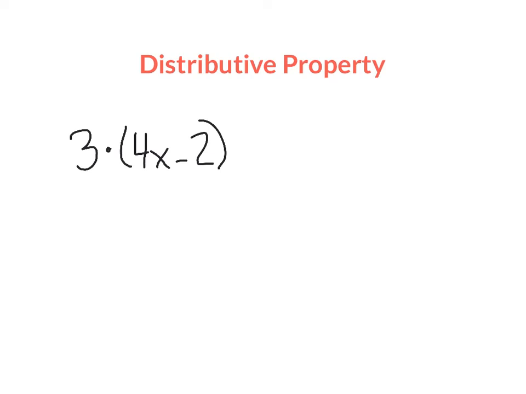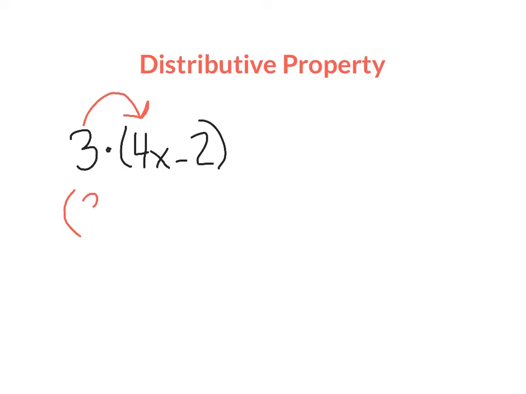Let's talk about the distributive property. Remember, distribute means to give out. So in this example problem, we are distributing the 3 to each thing inside the parentheses. So the first thing we are distributing the 3 to is the 4x.